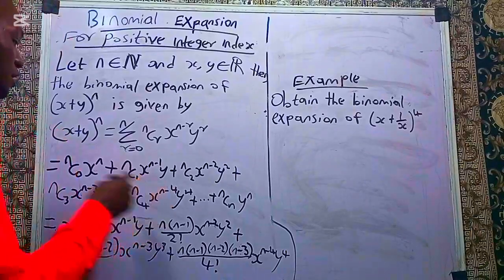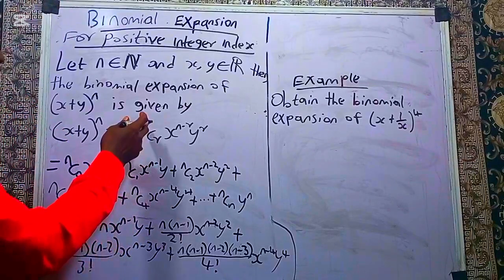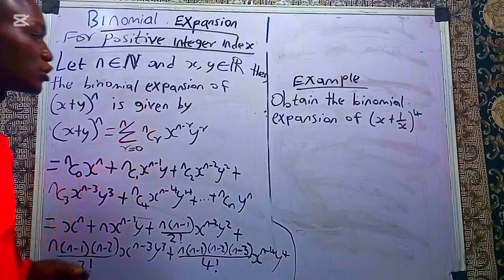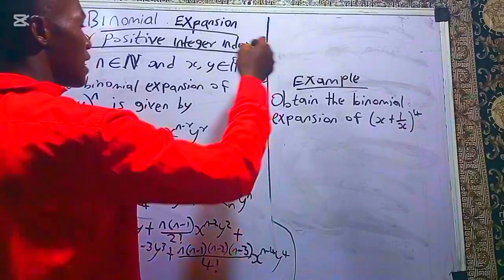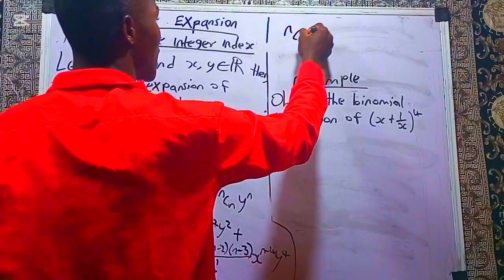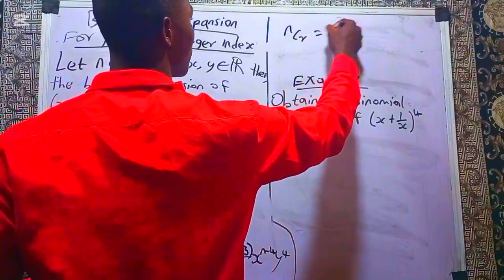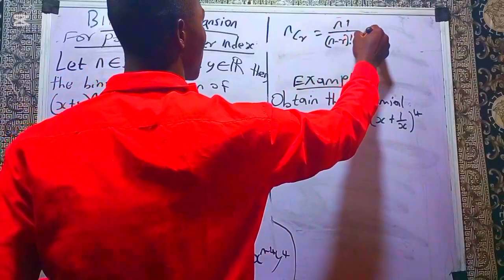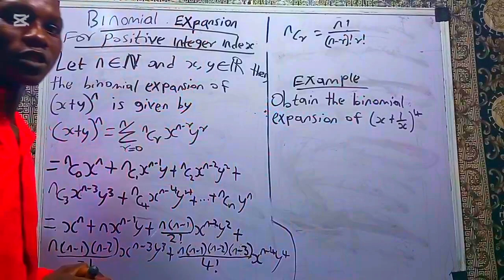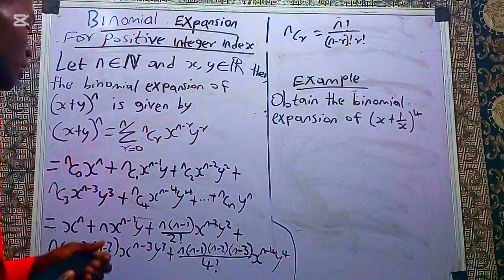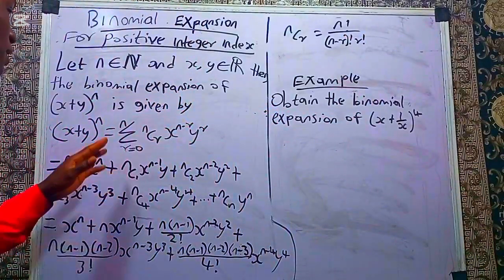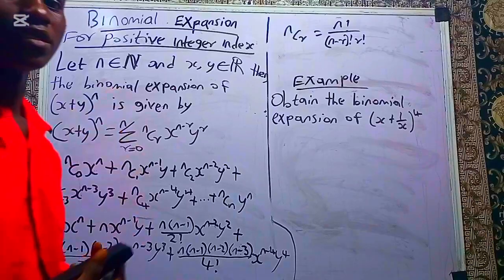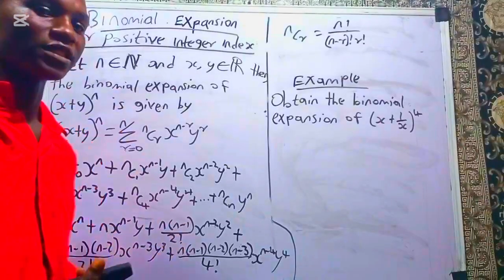So the coefficient of each term is given by this n combination r. Of course, this n combination r is n factorial over n minus r factorial r factorial. This is the combination formula. So with this combination formula, you can easily simplify each coefficient.